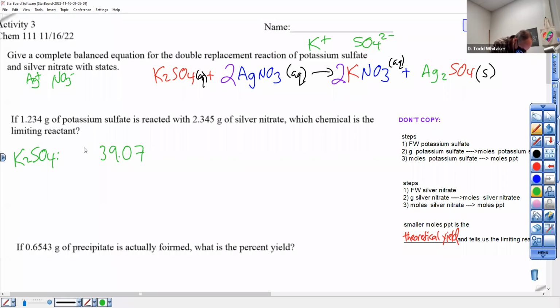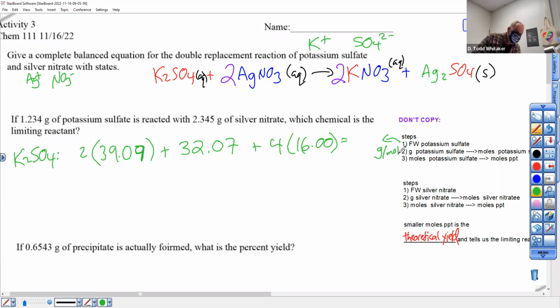That's K times 2 plus 32.06. I'm guessing. Is it 07 or 06 for sulfur? 07. Maybe I was thinking about sulfur, huh? There you go. Thank you for catching that before we did the math. And 4 times 16.00. That'll be grams per mole when we're done. Okay, you guys are doing that. I got 48, 70, 80, and wow, 174.25.